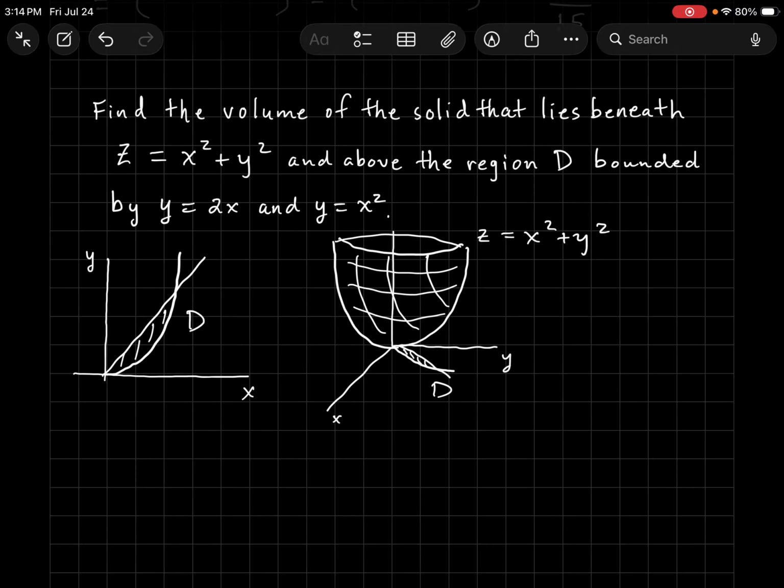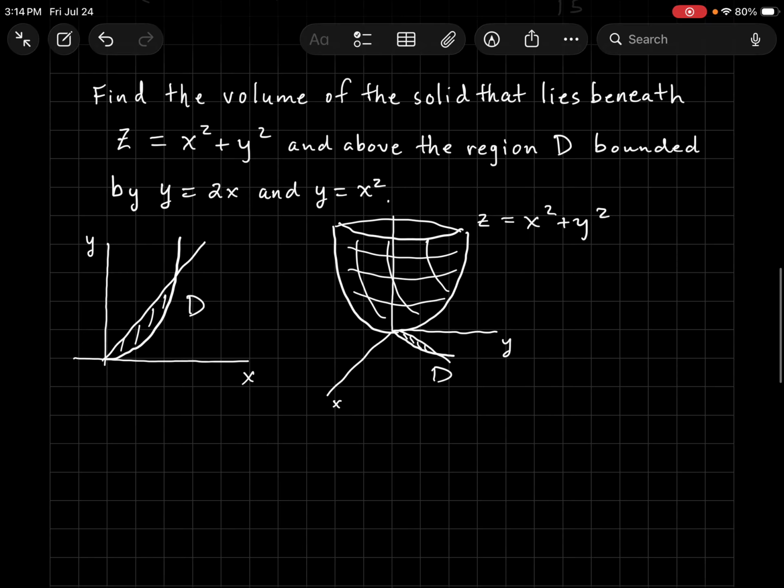So how can we find this volume? Well, let's do our double integral of x squared plus y squared. I'm going to find some intersection points. We have the point 0, 0, and the other intersection point is the point 2, 4.